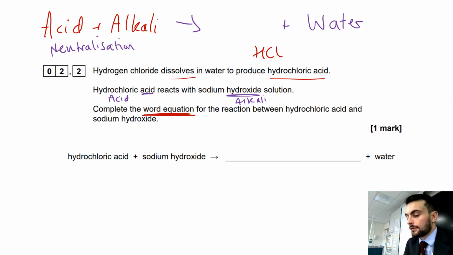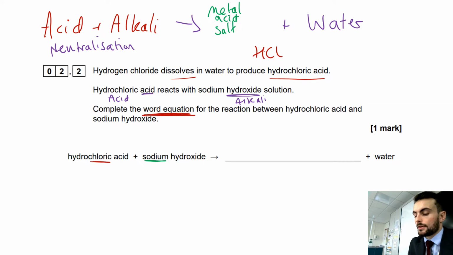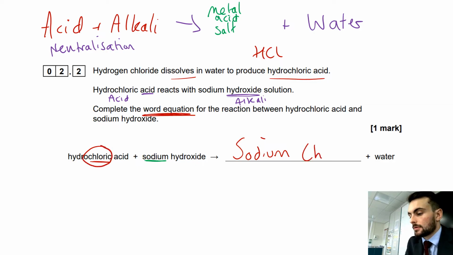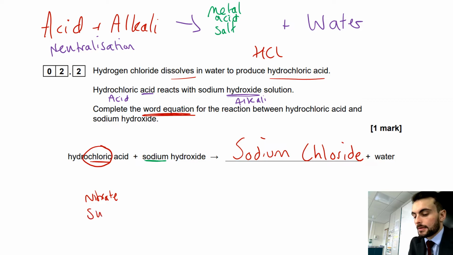And the other thing we're going to get, if you remember, is a metal acid salt. Depending on what the metal is that reacts in this, depends on what salt we're going to get, and the second part of the name depends on what the acid is. So the first part of our salt is going to be sodium. That's the first word. For the second part, depending on the acid, for hydrochloric acid it's sodium chloride. If it was nitric acid, it would be nitrate. And if it was sulfuric acid, it would be sulfate. But it's hydrochloric acid, so it's sodium chloride.